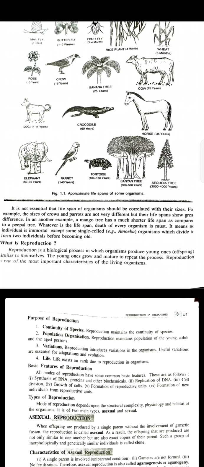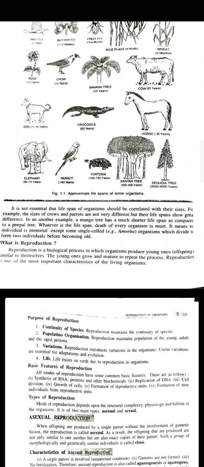Why are they immortal? Because their body divides into two individuals before becoming old. They already undergo the process of karyokinesis and cytokinesis. The whole body is divided into two. That is why they are immortal.